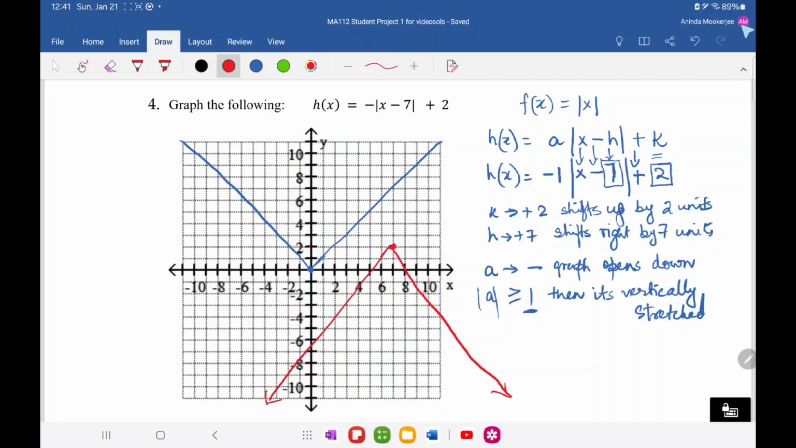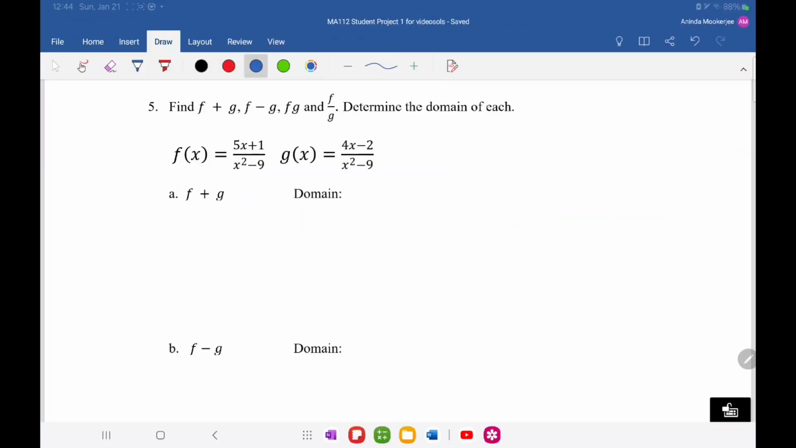Now, question number 5 is on combination of functions. We have been given two functions, f of x equals 5x plus 1 divided by x squared minus 9, and g of x is equal to 4x minus 2 divided by x squared minus 9. All right, so we have to perform these operations, the algebra, by combining these two functions and come up with a new function. The result will be a new function, and then we also have to provide the domain of the new function.